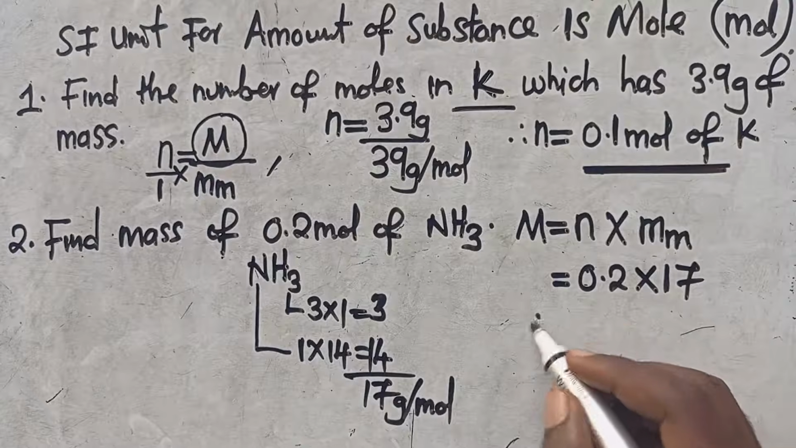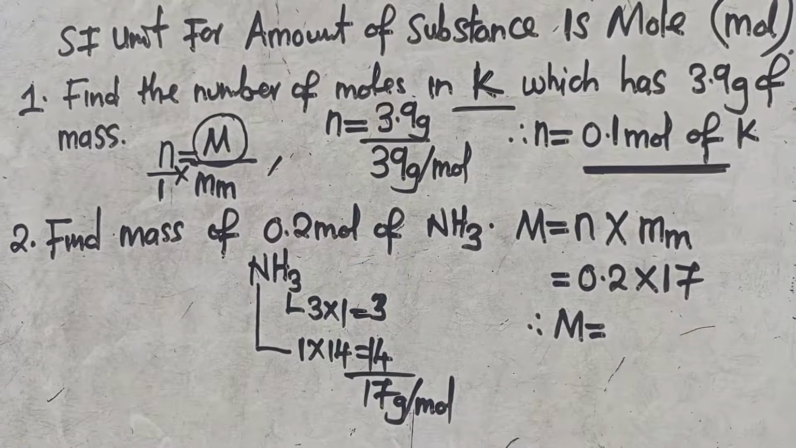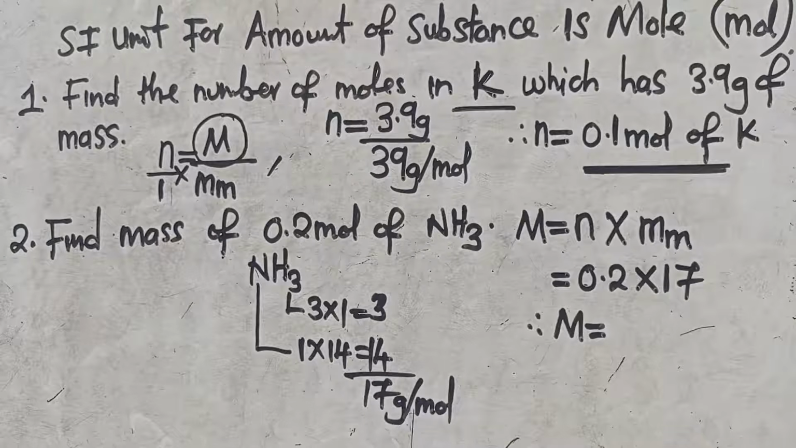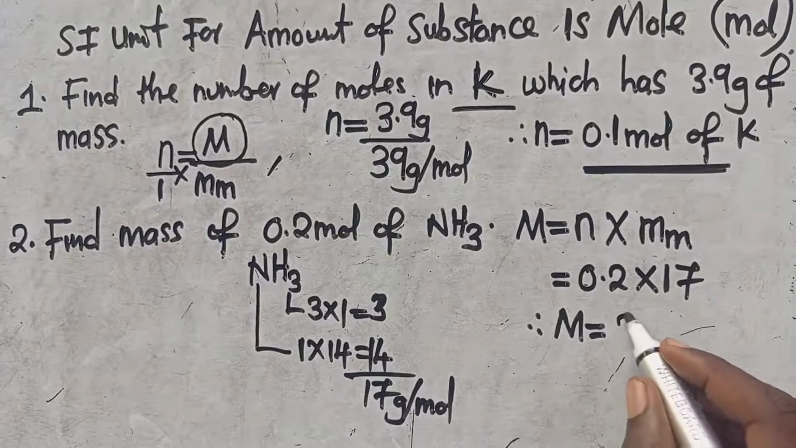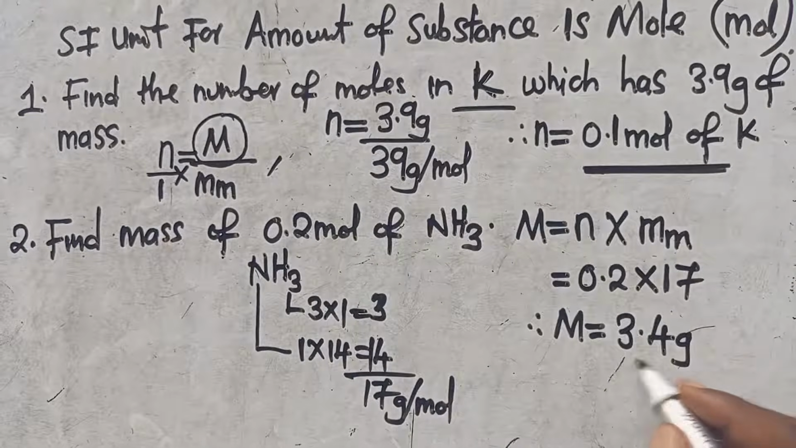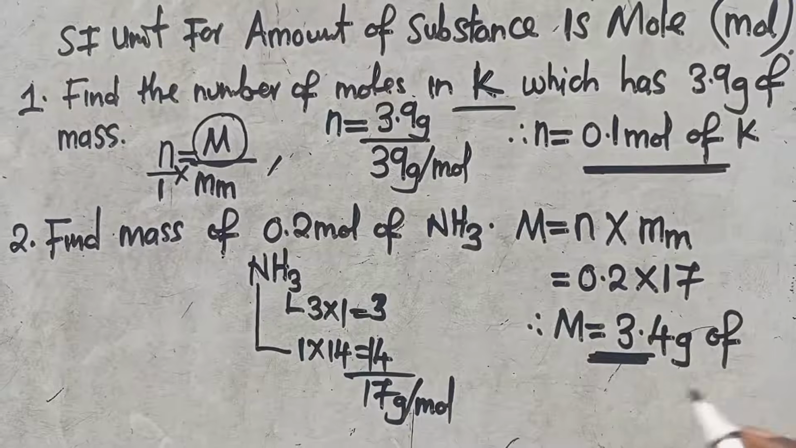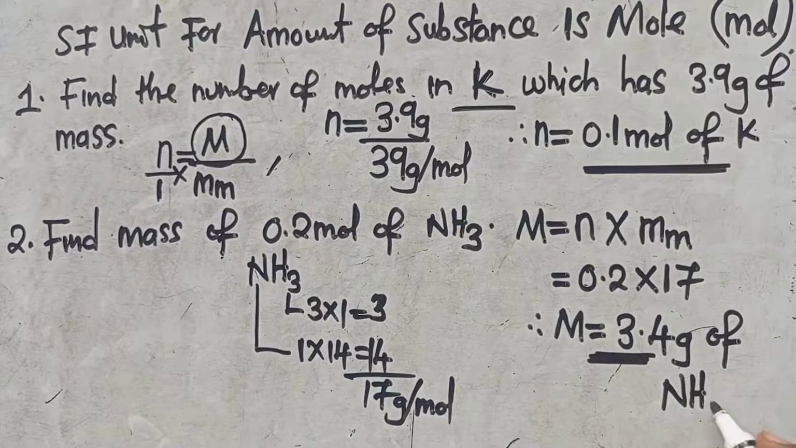So therefore, mass is equal to what? What is mass? When you multiply, kindly confirm with me these answers. If I multiply, I'm getting 3.4. Then I say grams, because this is the mass of what? Of ammonia.